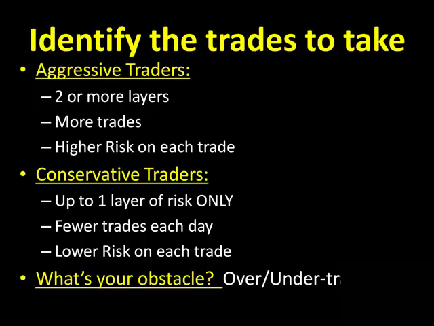Now, if you're an aggressive trader, you can take 2 or more layers. So you could have slow price action and not very much slope on the trigger line. You could have 2 layers of risk. Now, that's going to give you more trades every day, but you'll have slightly higher risk in each trade.